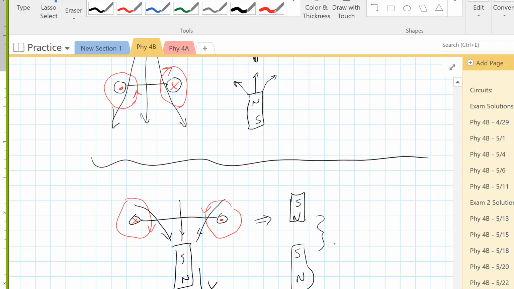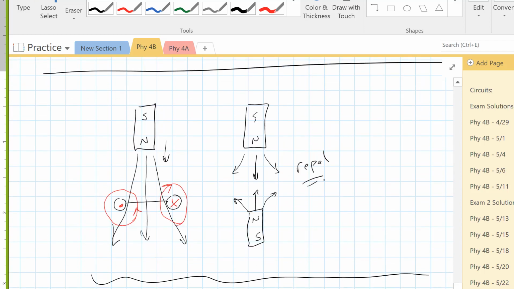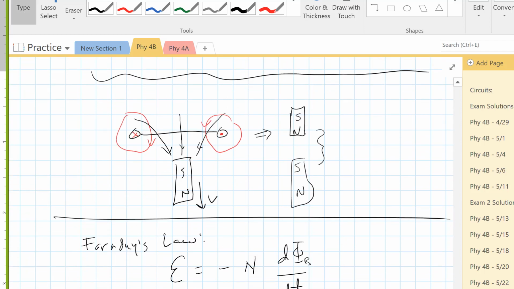What do these do? Here, they repelled, which slowed the falling magnet. Here, what do they do? They attract. But what does it do to the falling magnet? It slows it down.